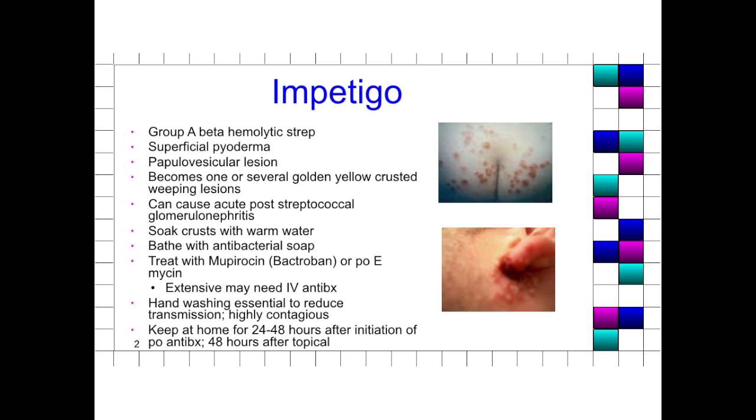They will be on contact isolation, so you need to consider this when determining where this child will be admitted, in terms of what room and who the roommate will be. Hand washing is very essential to decreasing the transmission if this child is not admitted to the hospital. It is recommended that these children stay home from school for 24 to 48 hours after initiation of oral antibiotics and 48 hours after topical antibiotics.